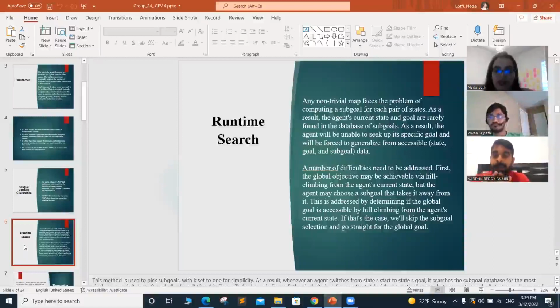The goal objective may be achievable via hill climbing from the agent's current state, but the agent may choose a subgoal that takes it away from it. This is addressed by determining if the global goal is accessible by hill climbing from the agent's current state. If that is the case, we will skip the subgoal selection and go straight for the global goal.